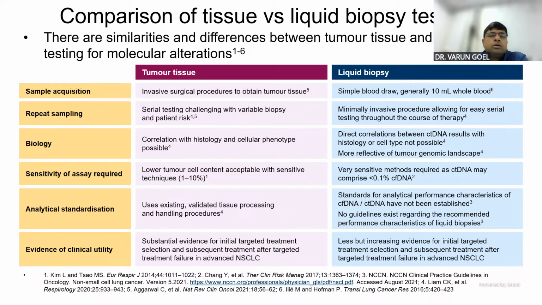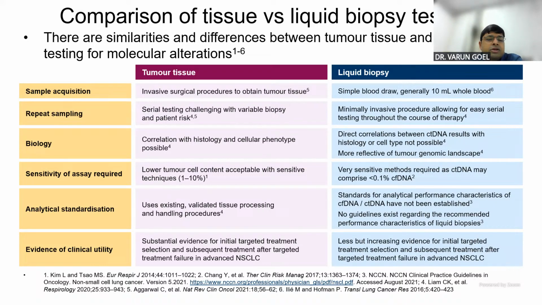There is a clear-cut correlation of histology and cellular phenotype with tissue. With liquid biopsy, a direct correlation between ctDNA result and histology is not possible, but it is more reflective of the tumor genomic landscape. Regarding sensitivity of assay, lower tumor cell content is acceptable with sensitive techniques, but very sensitive methods are required for ctDNA. It may comprise even less than 0.1% of total cell-free DNA. So it is more sensitive.